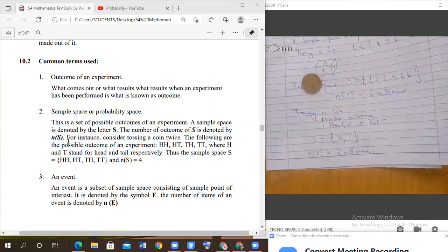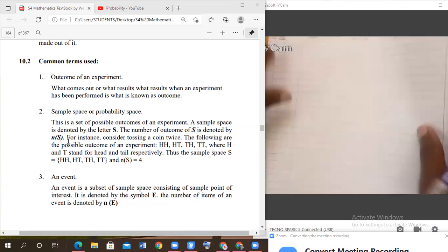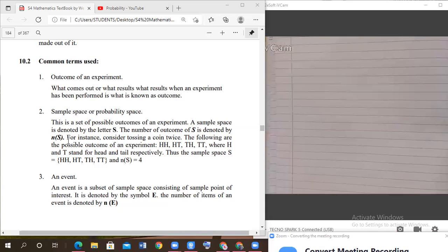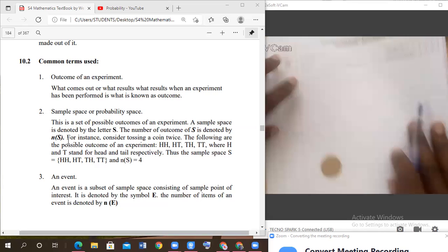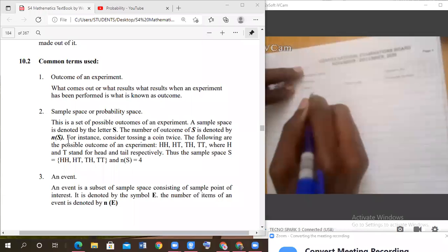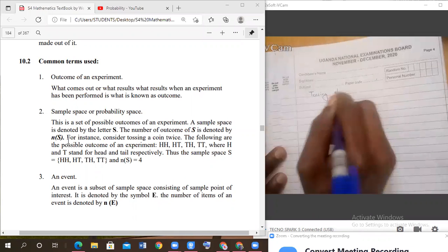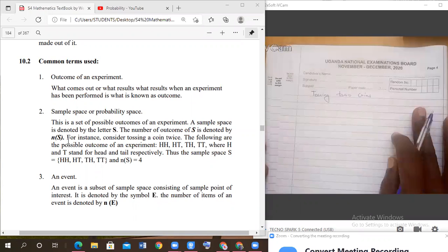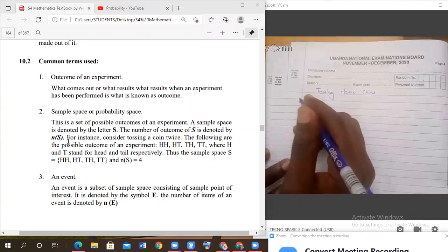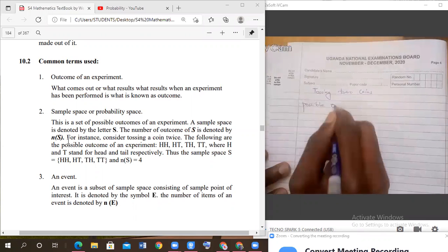Are we together, members? Yes. But if I have 2 coins, now here I have 2 coins. What about if we have 2 coins, members? You are tossing 2 coins at the same time. What will be our sample space? What are the possible outcomes?